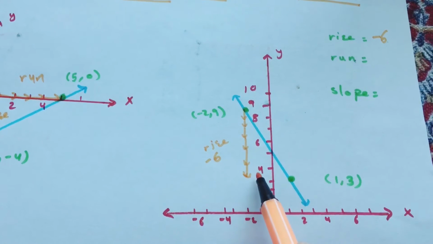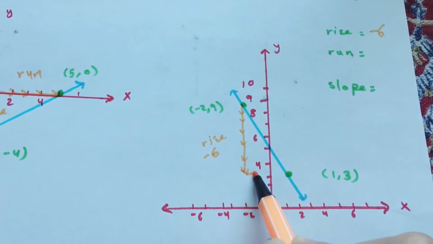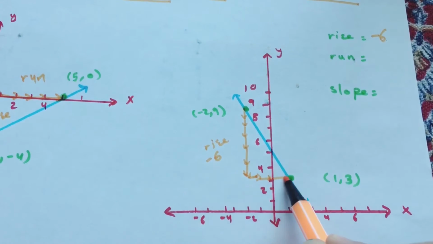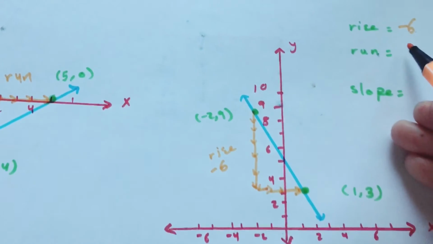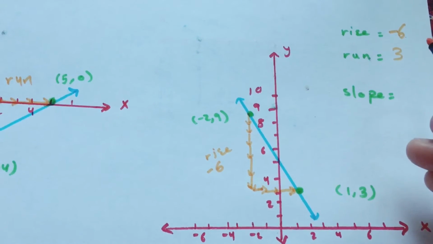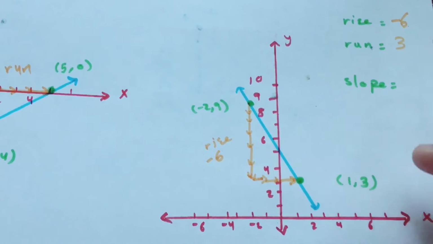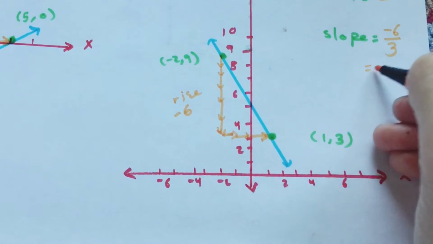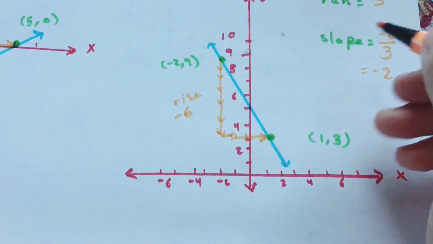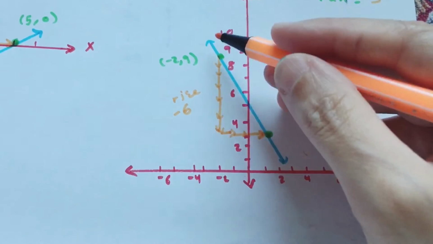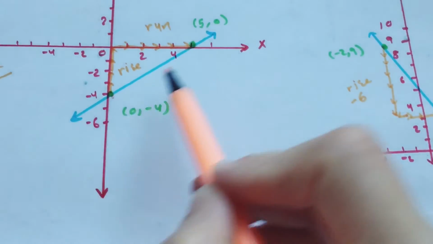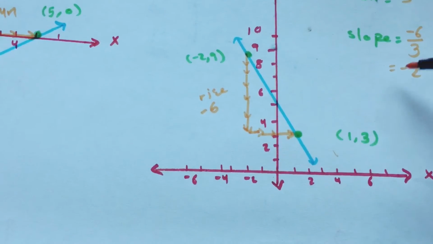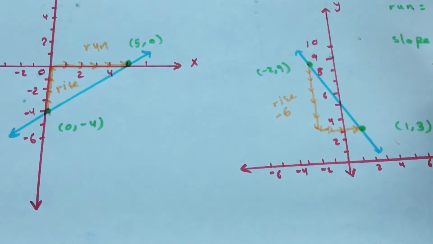1, 2, 3. So the run is 3, but positive 3. Why positive 3? Because I went to the right. So the slope will be negative 6 over 3, which is negative 2. Why is the slope this time negative? Because it's going down. See, here the line is going up. Here the line is going down. So if the line is going down, the slope will be negative. If the line is going up, the slope will be positive.